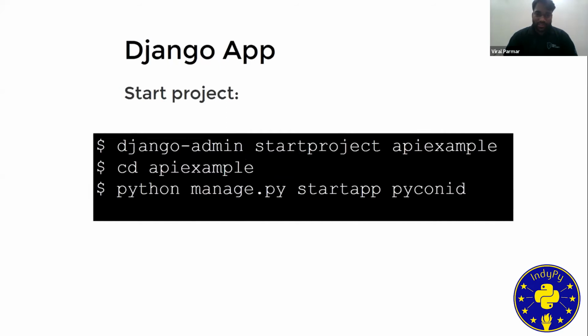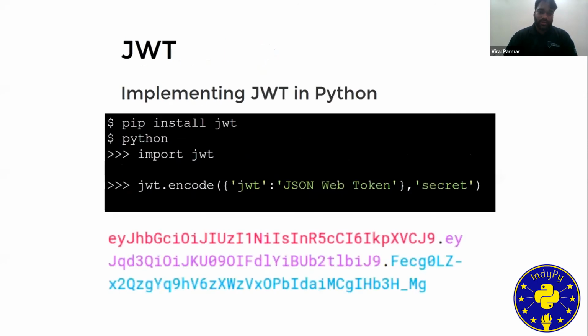Now start this project with django-admin startproject API example, as if you are creating an API. Then you can go to API example and run manage.py to start the project there. And if you don't have JWT installed in Python, first of all install JWT by pip install JWT and import the files, and then you can start the coding, as you have seen the basic syntax of JWT as I showed you.